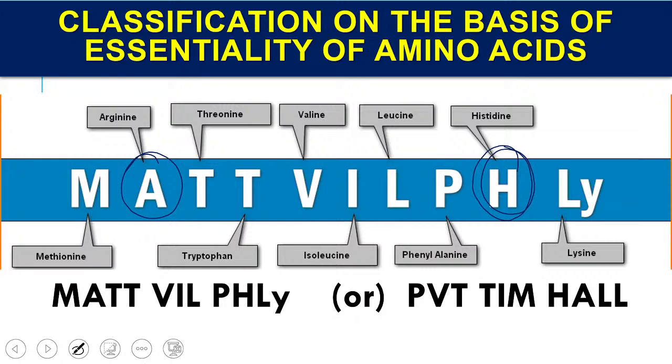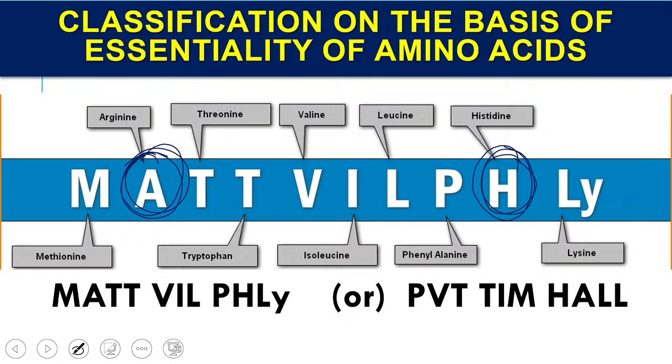Why are they called semi-essential? Because when a baby is in the growing stage, the developmental stage, they are normally not able to synthesize them. So they are essential for a baby in the developmental phase. But once a baby becomes an adult, they are able to synthesize them. So these two, histidine and arginine, are essential during childhood, but in the adult they become non-essential. That's why we keep them as semi-essential amino acids.